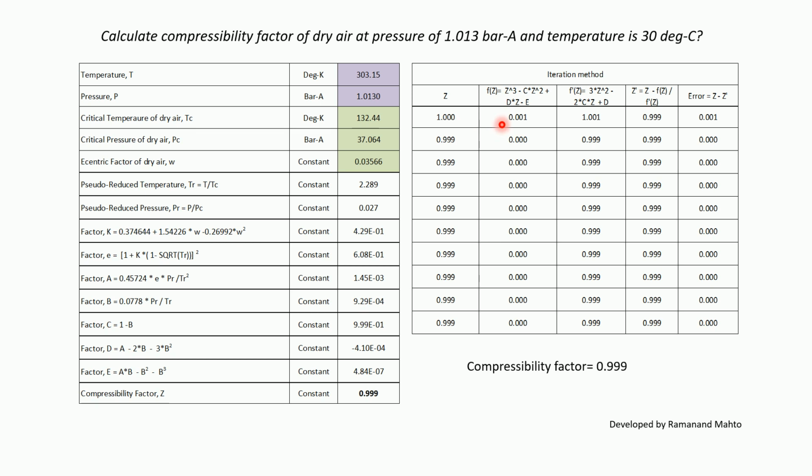Z is 1, then Fz is calculated, then F dash Z is calculated, then Z dash is calculated and error is calculated. In the next trial, now Z dash is transferred here, that is 0.999. Same calculation is done. Now error is 0, so this is the answer, 0.999. We have done more calculations, but the result will be the same. So the same thing is transferred here. So the compressibility factor is 0.999, constant.